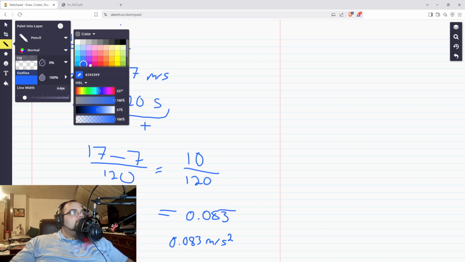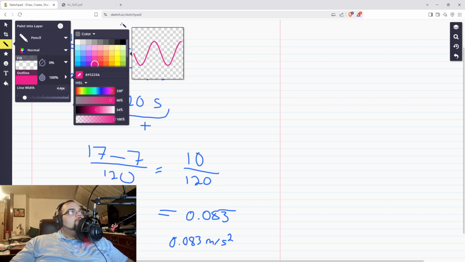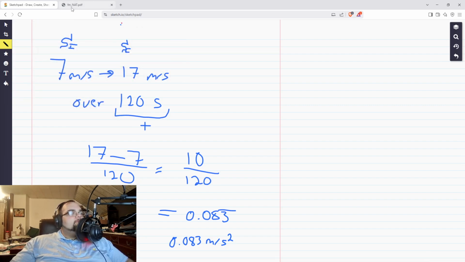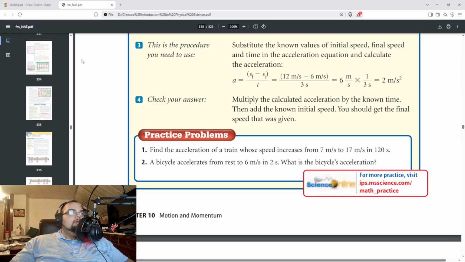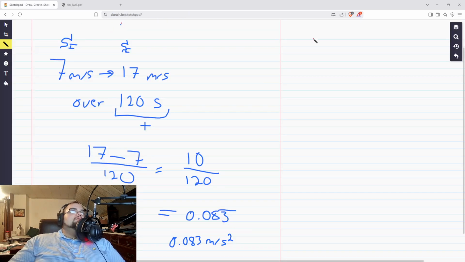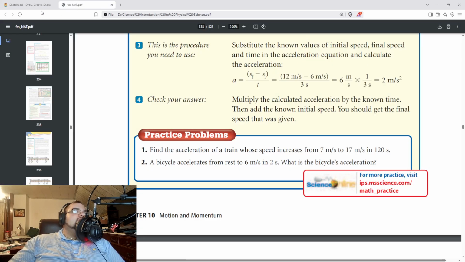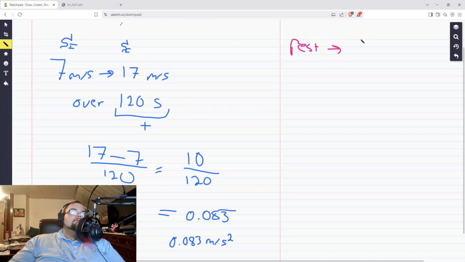All right, can we dig it? Let me go with this nice pink. A bicycle accelerates from rest to 6 meters a second in 2 seconds. What's the bike's acceleration? So we go from rest to, what was it? 6 meters a second? Yeah, 6 meters a second.